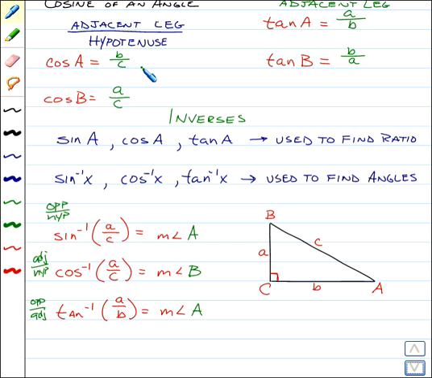So that's basically the definitions. That should be enough to get you through these problems without too many difficulties. So go give them a shot, and we'll see you next time.